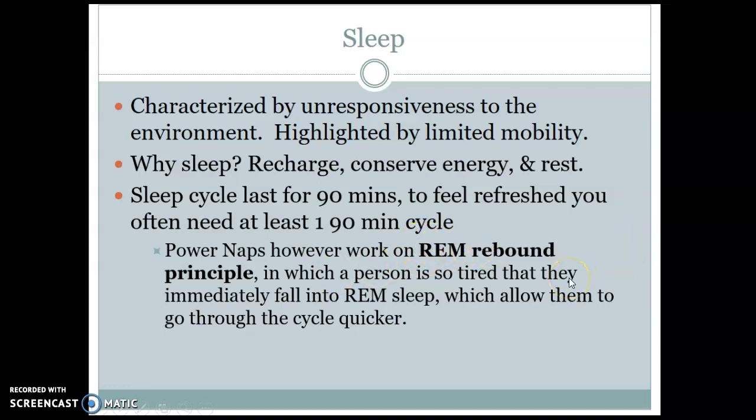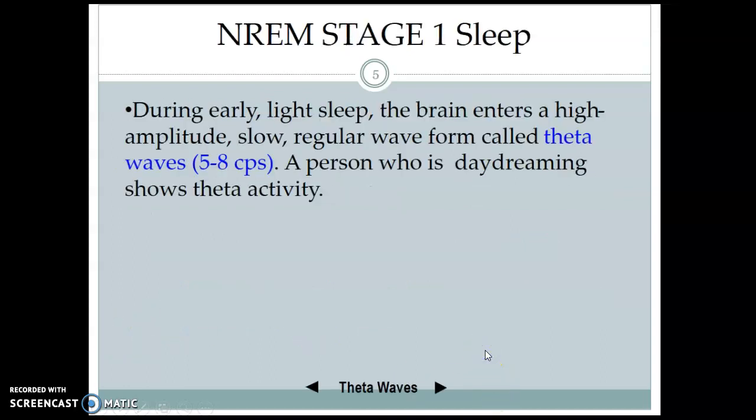The problem with REM rebound and power naps is the more you engage in that activity, the more disrupted your sleep will actually become. Your sleep is supposed to be 8 hours, usually 8 hours straight, so you can get that full rest and recharge. If this is happening a lot, this is going to impede brain activity, brain processing, and even brain development to an extent.